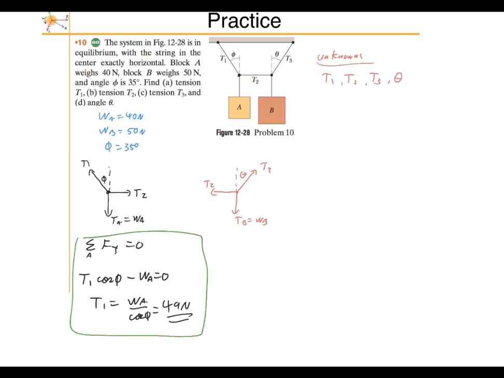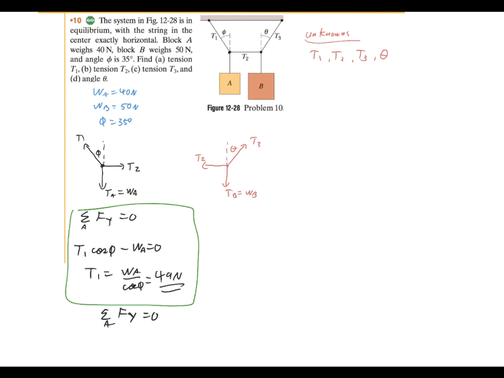So for the other one, I'm going to do the sum of the forces in the x direction equal to 0. The positive force in the x direction is that tension 2, and then there's going to be a component of T1, which will now be sine of phi, is equal to 0. So now we can solve this for T2. T2 is just T1 sine of phi. When I plug in my values there, I get 28 newtons.